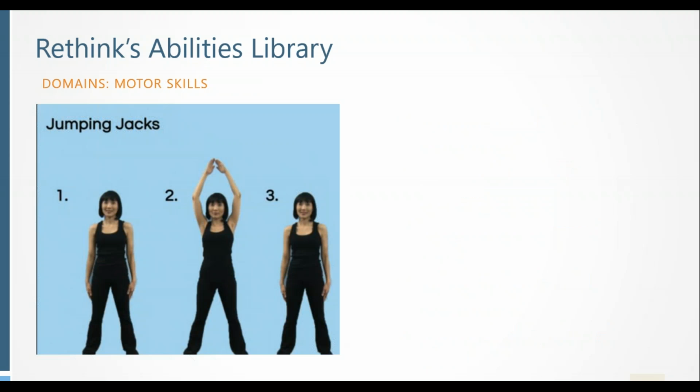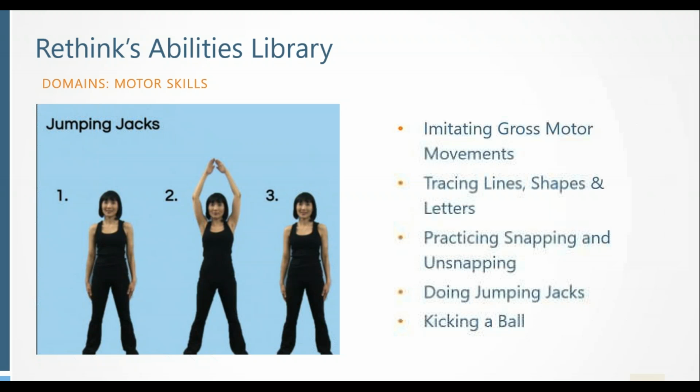The next domain is motor skills. Areas in motor skills are fine motor, gross motor, and oral motor. Some of the lessons you can find in Rethink are imitating gross motor movements, tracing lines, shapes, and letters, practicing snapping and unsnapping, doing jumping jacks, and kicking a ball.